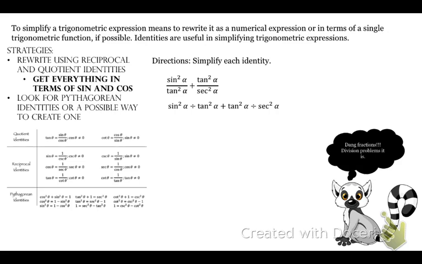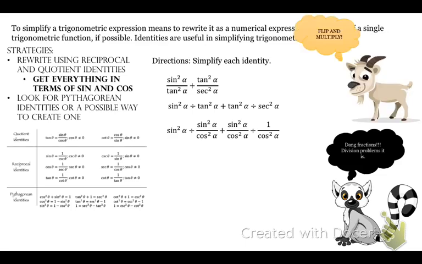Change everything to sines and cosines. That should always be your go-to. If you have no idea what to do, and you haven't changed things to sines and cosines yet, that's what you need to do. So tangent is sine over cosine. Secant is 1 over cosine. So we can change this to sine squared of alpha divided by sine squared of alpha over cosine squared of alpha, plus sine squared over cosine squared divided by 1 over cosine squared.